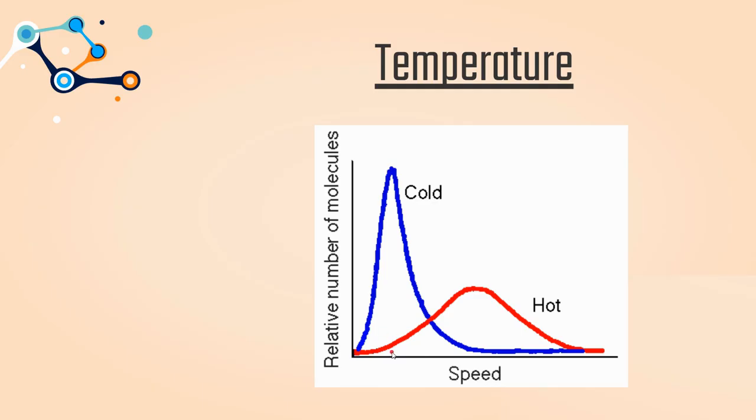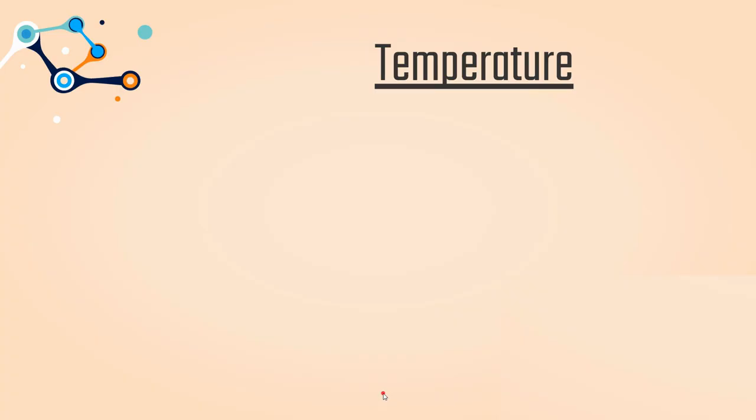So a material is not made up of uniform particles. Some will move fast, some will move slow. Temperature is the average of that speed, or really the average of the kinetic energy.